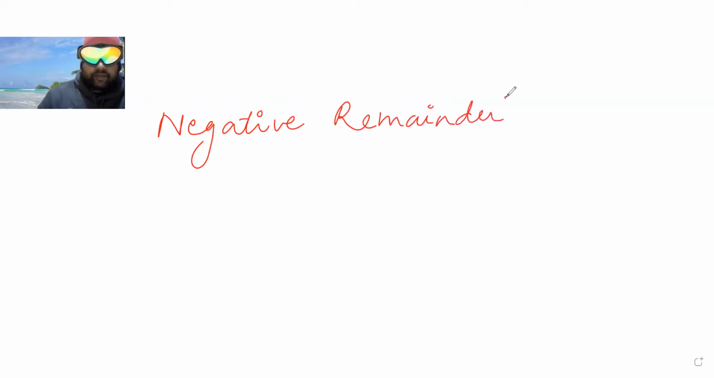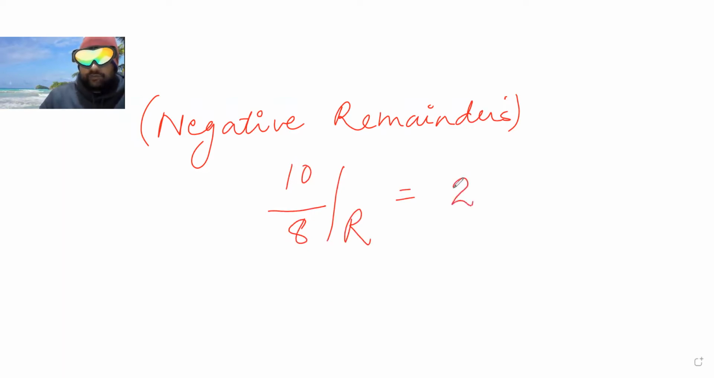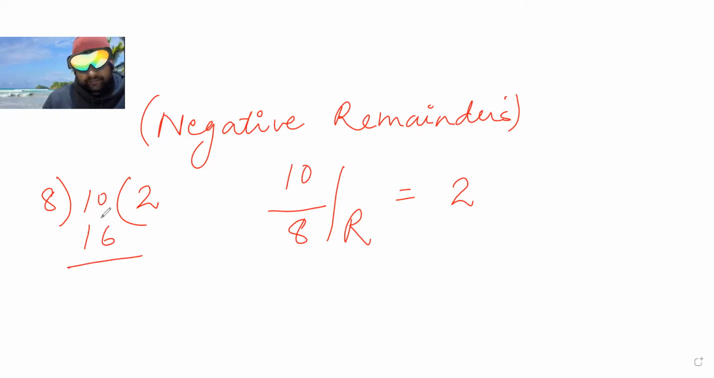One more time. So first let me quickly tell you what negative remainders are. For example, there is a number 10 and we divide it by 8. So what's the remainder that we get? The remainder that we get is 2. But simultaneously there is another way to look at it: we divide and do 2 times 8, so it becomes 16, correct? And then you subtract 16 from 10. So what do you get? You get remainder as -6.